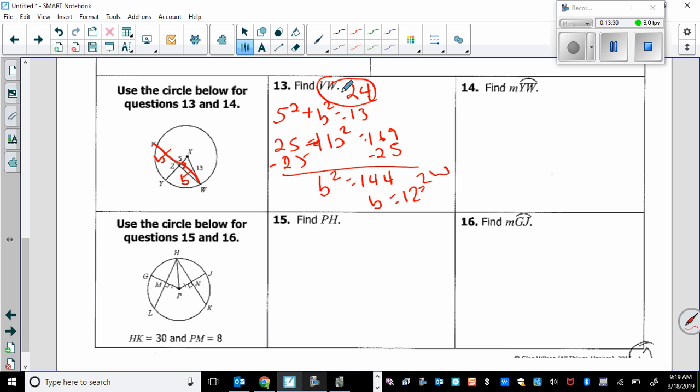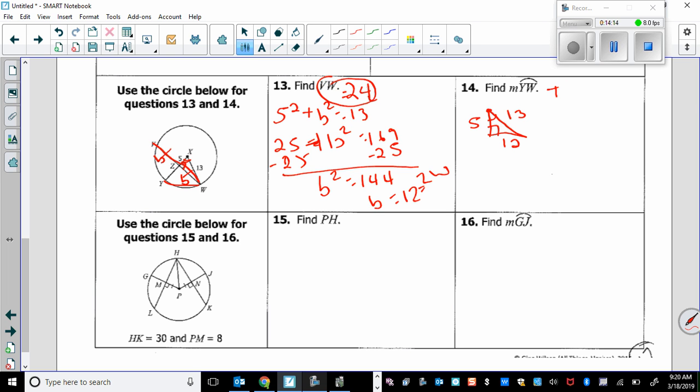Okay, and then this is YW. So I'm trying to find this arc, but you gotta be able to find this angle. So now, if I draw this right triangle properly so that you guys can see it, this is 90, right? I found this to be 5. We found this to be 12. We found this to be 13. So if I know this angle here, which is the central angle, then YW will be the same.